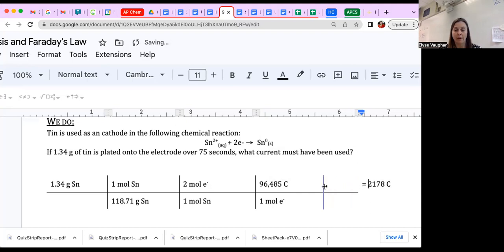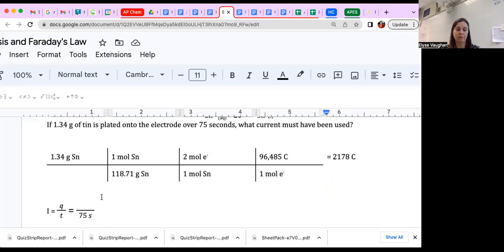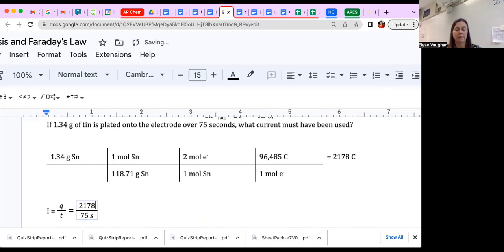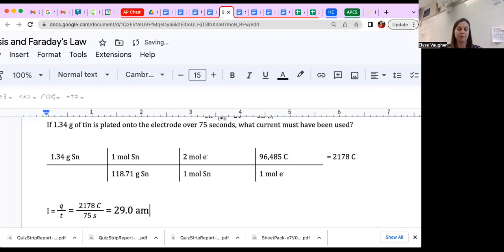So we figured out our charge in coulombs, and we want current. And we know that current is charge over time. So we're just going to plug our charge in here if we can. And we will get 29.0 amperes.